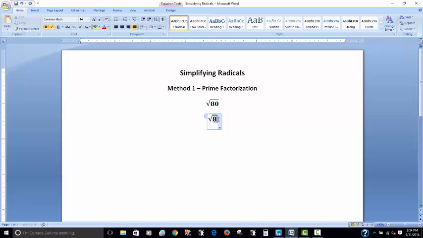times radical 10, because 8 times 10 is 80. But both radical 8 and radical 10 can also be broken down into factors. Now, radical 8, I could break that down into radical 4 times radical 2.